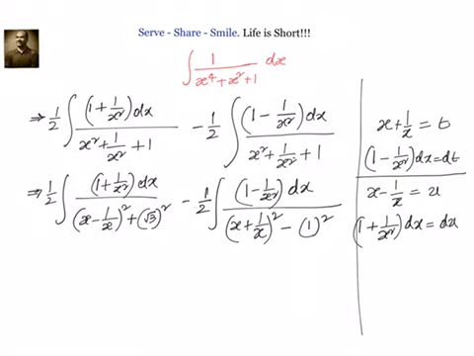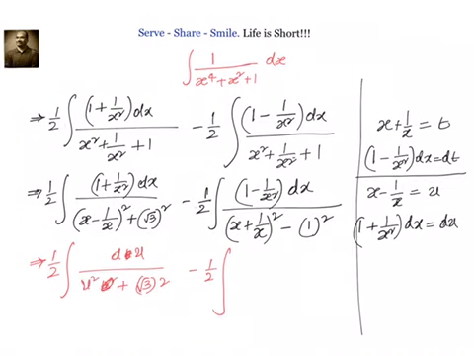In the next step, we'll substitute the variables. Since it's a highlighted step, I'm just putting in another color. We take x minus 1 by x equal to t. So this will become t square plus root 3 whole square in the denominator, and the numerator will become dt. Similarly, you have minus half (1 minus 1 by x square) dx. Oh, we have taken x minus 1 by x as u, right? I'll change this. This is du and this is u square plus root 3 square.